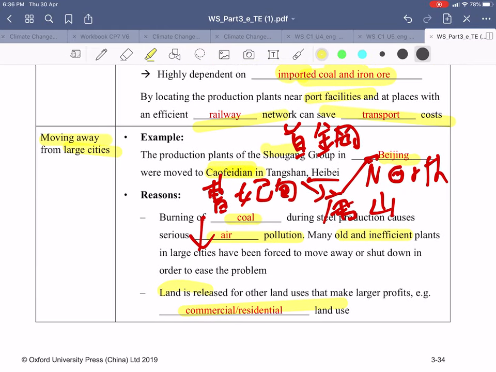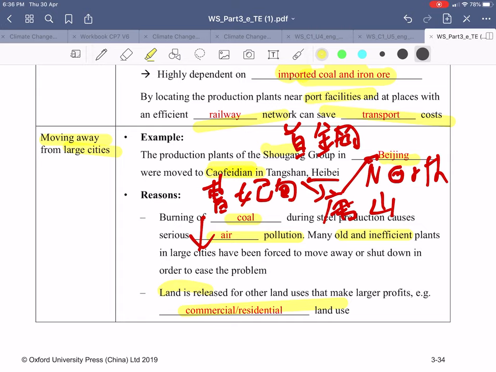Moving away from the large cities, okay, just like the Shougang Group in Beijing. The word starting with Shou refers to capital in Putonghua, okay? Shoudu, capital, which is talking about Beijing. When you see Gang, it is talking about steel, okay? Shougang Group in Beijing.